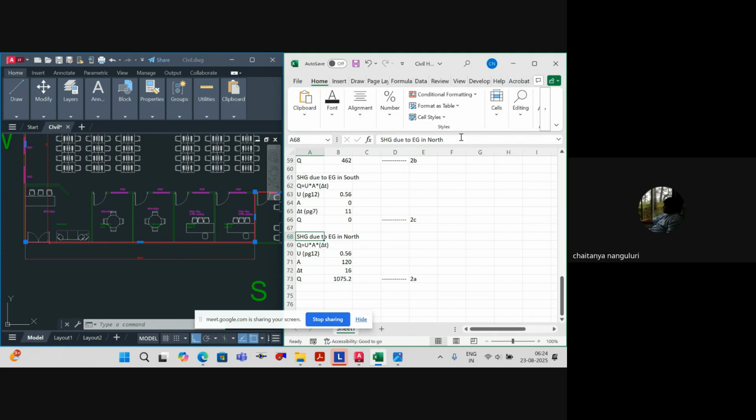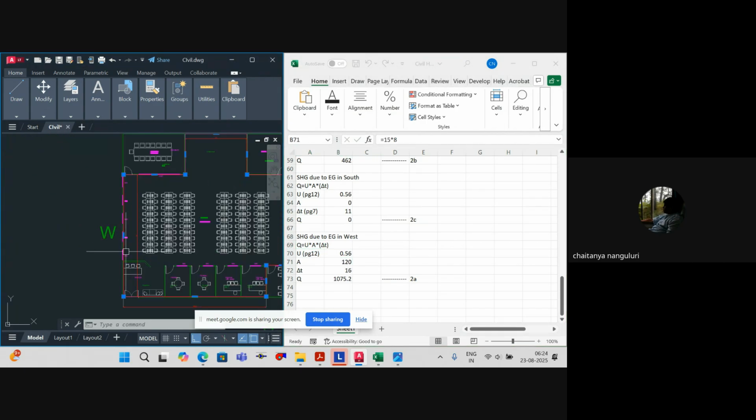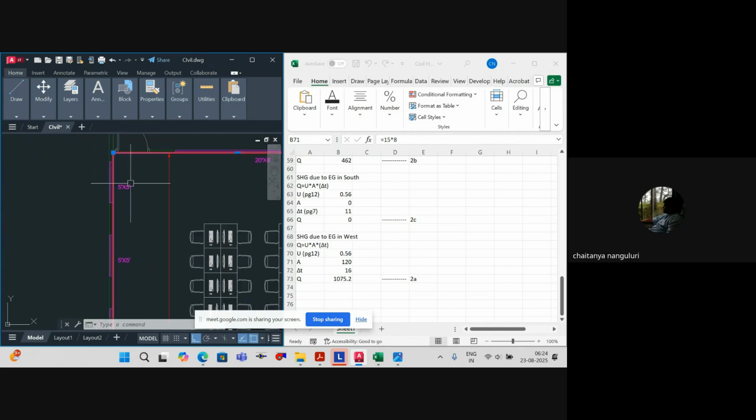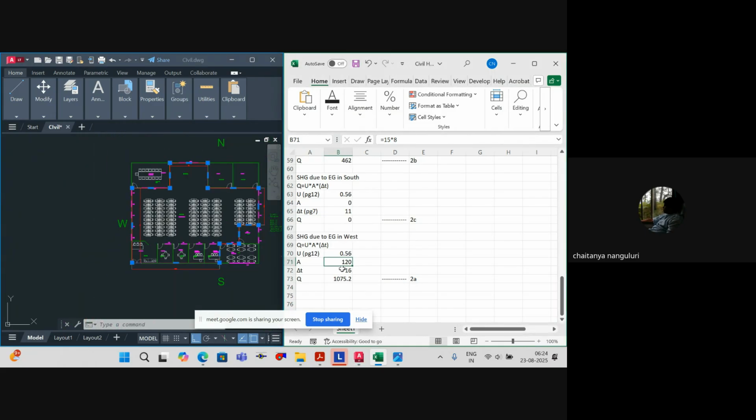And the last one is sensible heat gain due to exposed glass in west. What is the area? How many glasses are there? 1, 2, 3, 4, 5. 5 into 25, isn't it?